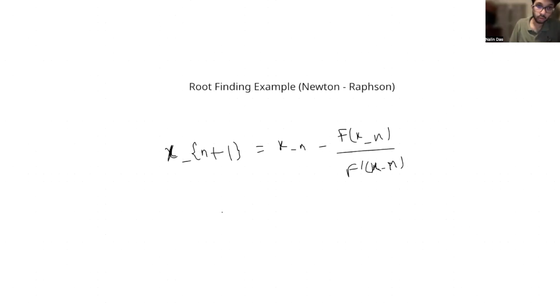So for x equal to root 2, we have root 2 equal to root 2 minus, and let's say f of x is x square minus 2, upon f dash of x, which would be basically 2x, right? So this is what our solution would look like, which basically is a quadratic equation.